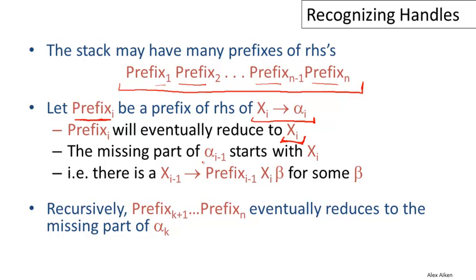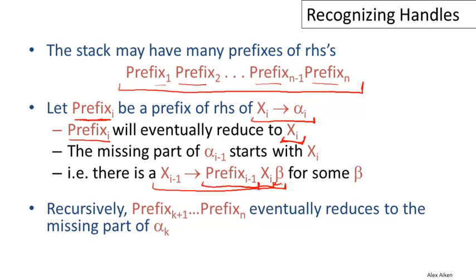So if I look at the previous prefix, the one that's right below prefix sub i on the stack, then when I perform this reduction, that xi needs to extend that prefix to be closer to a complete right-hand side of that particular production. Okay? So in particular, there's going to be some production that already has a portion of its right-hand side on the stack, so prefix sub i minus 1, and xi is going to extend that prefix.